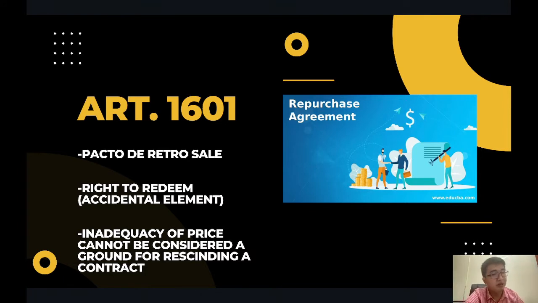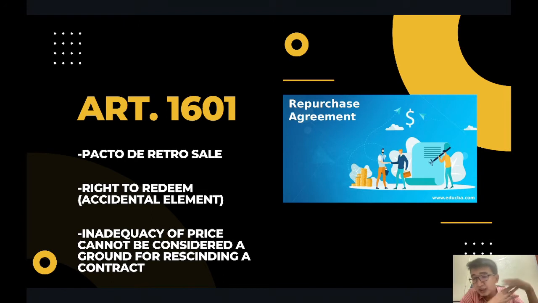Meaning, paano? Let's say for example, I sold to you my motor vehicle kasi pupunta na ako ng Amerika. After 6 months, I will reserve my right to repurchase that motor vehicle kasi babalik na ako dito sa Philippines.